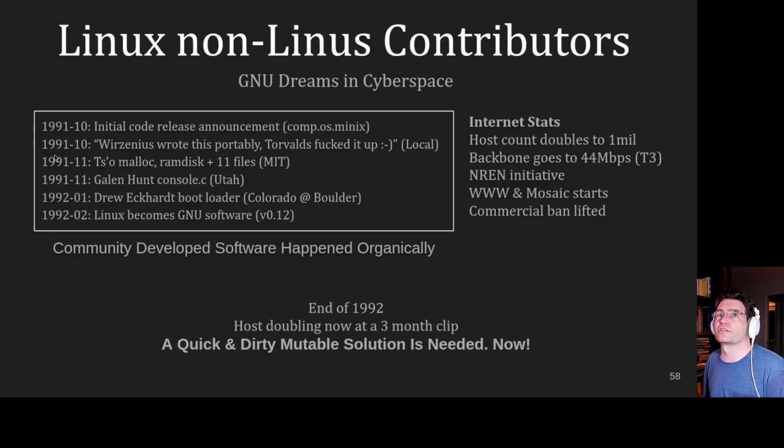So he did an initial code announcement in October 1991. And then the first non-Linux contributor was also in October, a guy named Wirzenius. Then in November of that month, a guy named Peter So from MIT made a contribution. Theodore So. Also that month, a guy named Galen Hunt from the University of Utah. And then in January, you had Drew Eckhart from Colorado Boulder. And then in February, he announced that it would become GNU software.